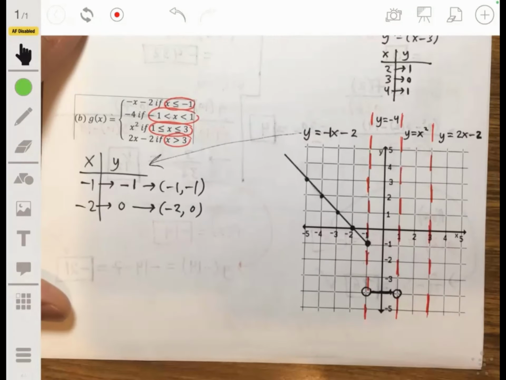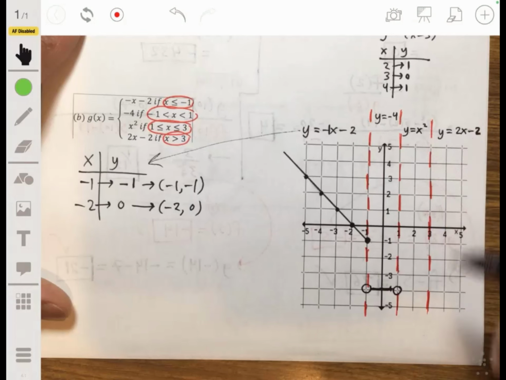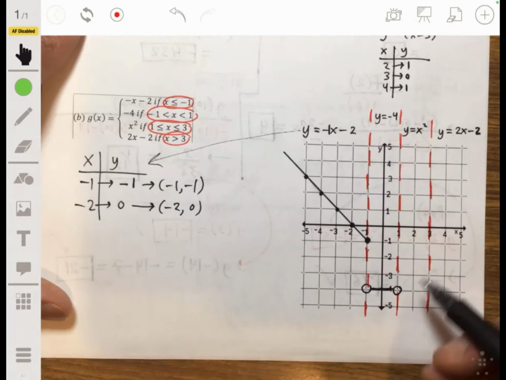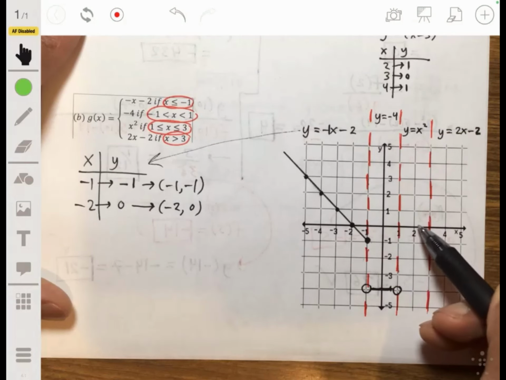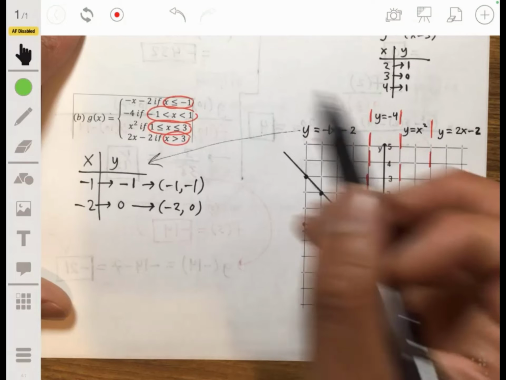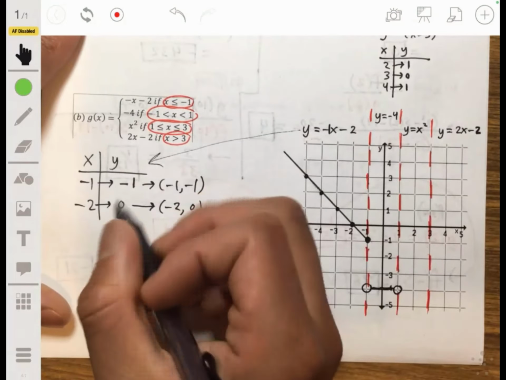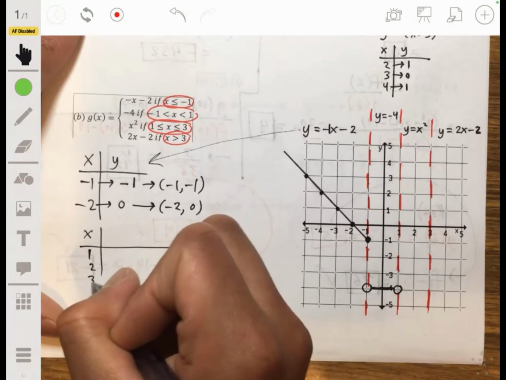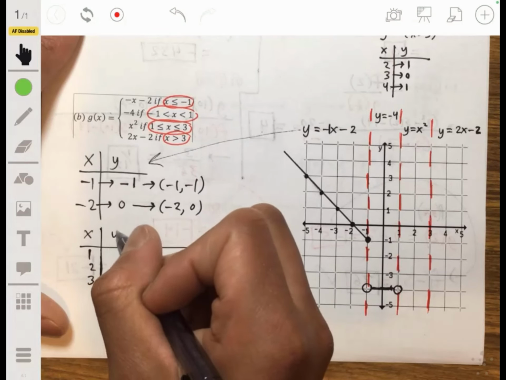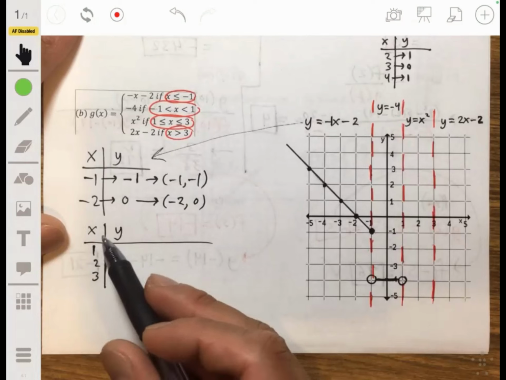The next portion is going to be y equals x squared. So we're going to have a parabola. So I would advise plugging in 1, 2, and 3. And we're going to include 1 and 3, so we're going to have closed circles at the endpoints. So let's make another xy. 1, 2, 3. I guess I didn't really have to make another xy label.